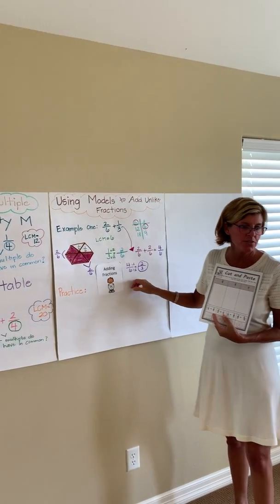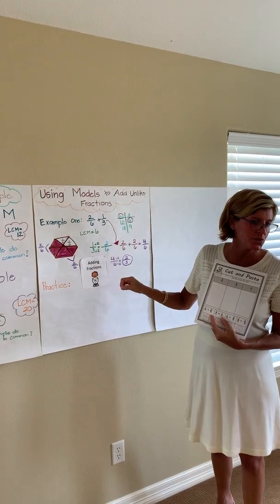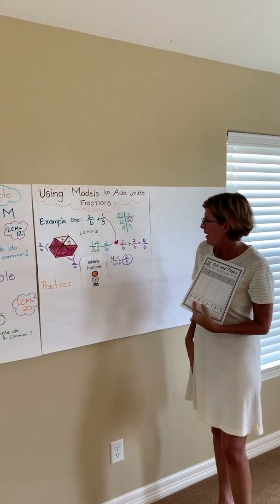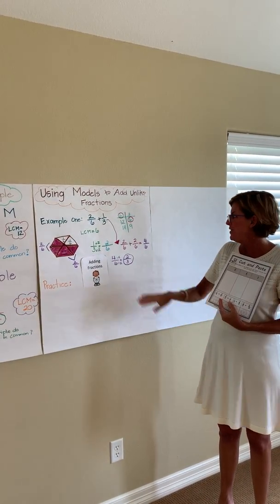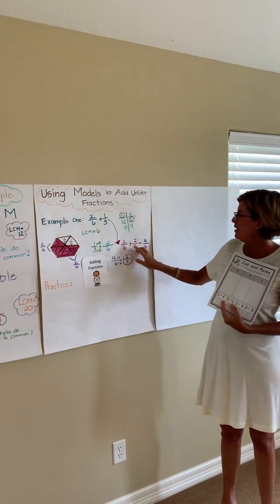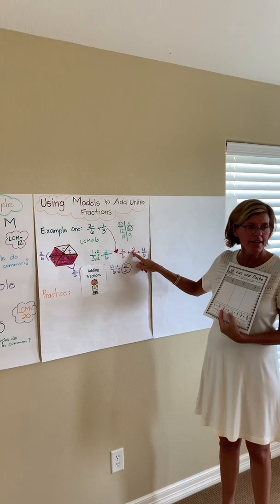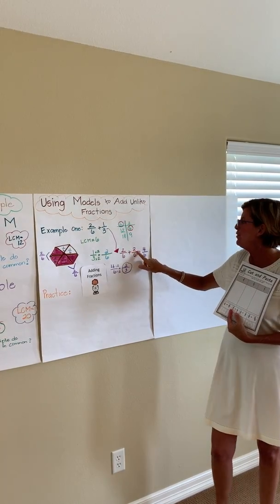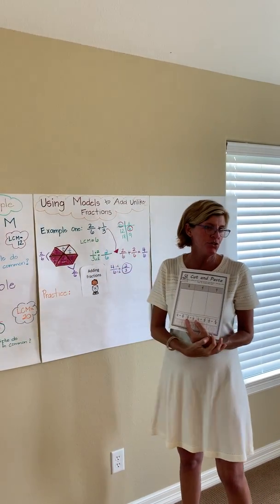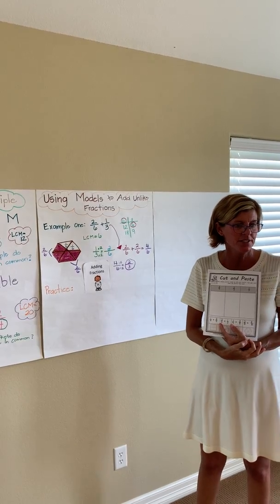Awesome. I like how you're doing that so nicely and neatly. That looks great. Okay, and now we're going to look at the second part of our problem. The second part of our problem tells us how many 6ths are we going to color again? 2. So go ahead and color 2 more 6ths.